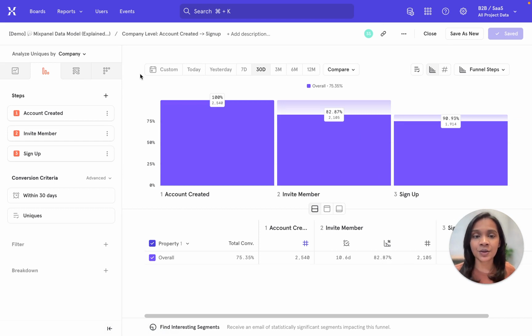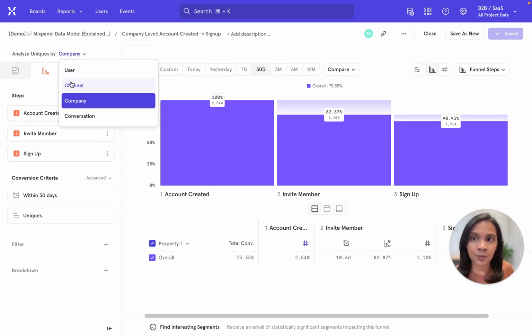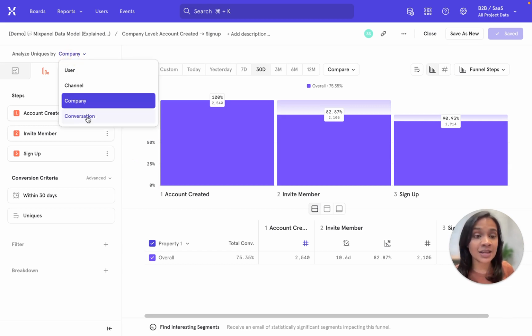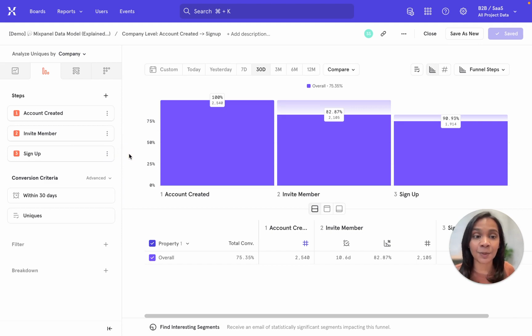It is important to note that you can group users into different entities based on your use cases and requirements. This example that we've taken a look at is grouping users by company. We can also group users by channel, conversations, and really any other entity that is relevant to your business, provided you send in that unique identifier, such as company ID, conversation ID, or channel ID as a property in Mixpanel.